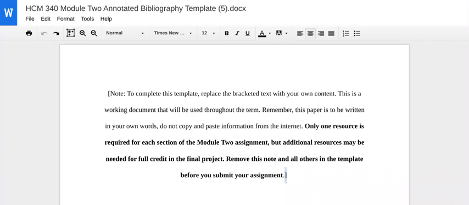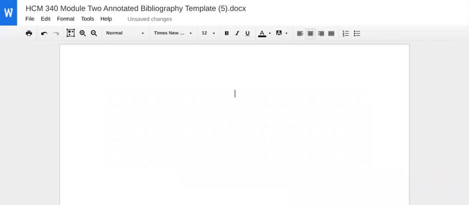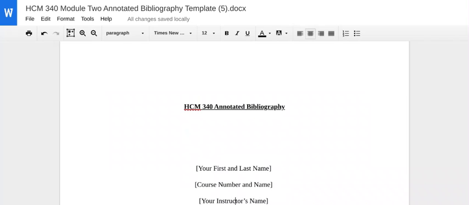The Module 2 assignment gives you a chance to do research on your Module 1, or your Milestone 1 paper. So what you're going to do is get rid of this note once you've read it. So you can just copy it and delete it. And then you're going to go down. You can keep HCM 340 Annotated Bibliography because that is not in brackets. You're going to type in your name.